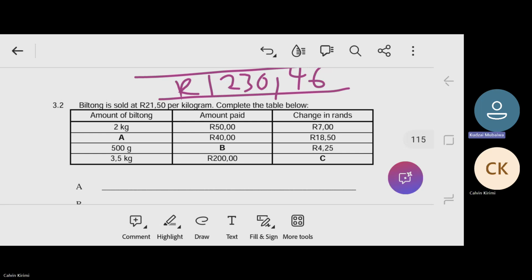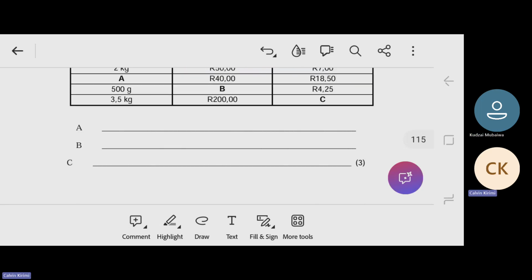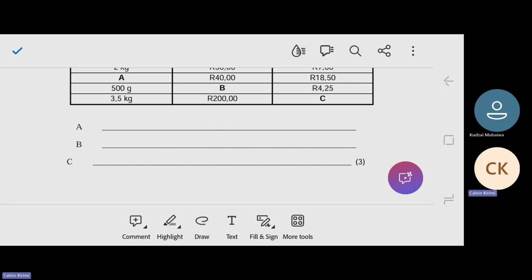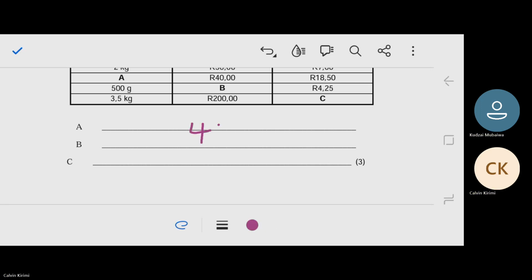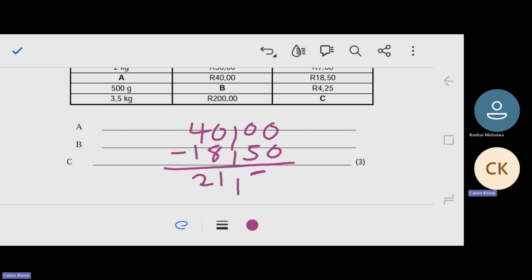What was the cost? 40 rands minus what? 18 rand 50. Yes. So the cost of that biltong for A, we are going to say 40 rand minus 18 rand 50. So that was the cost of the biltong. How much did it cost? 21 rand, 50 cents. So this 21 rand 50 cents, you divide it by the cost, so that you can see how many.